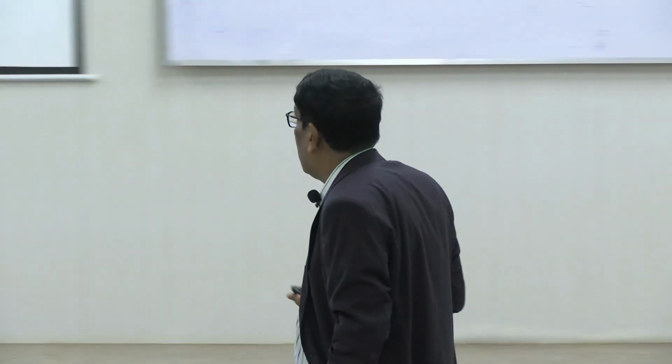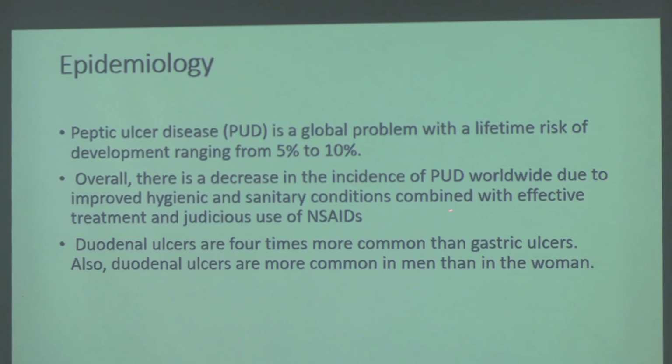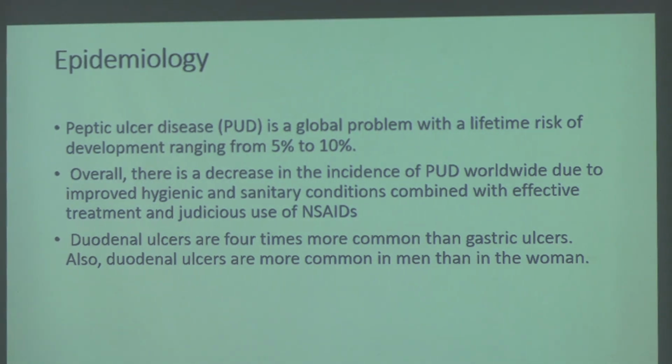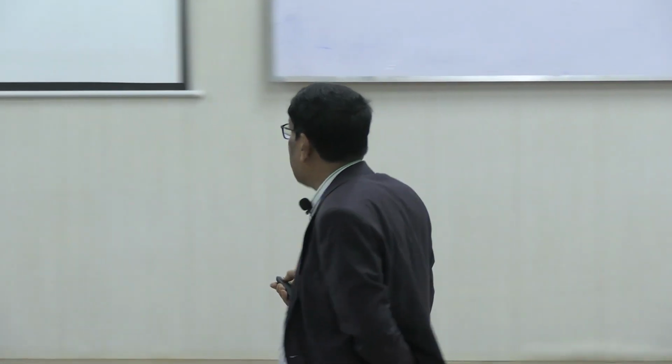Overall decrease in the incidence of ulcer disease worldwide is due to improved hygienic and sanitary conditions combined with effective treatment and judicious use of NSAIDs. How will you prevent this? Prevention is sanitary improvement, so that the infection does not occur among the people. Also the hygienic way and effective and judicious use of NSAIDs.